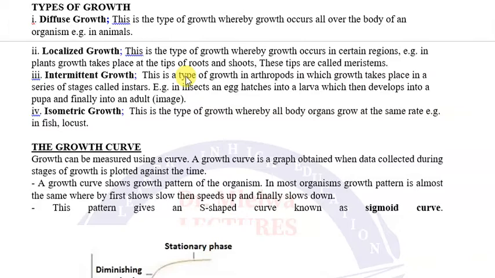Haya, toka hapo tuna intermittent growth. Kwenye intermittent growth, this is the type of growth in arthropods in which growth takes place in a series of stages called instars. Kwa kwenye intermittent growth inakuwa ina take place kwenye series of stages ambazo tunaziita instars.